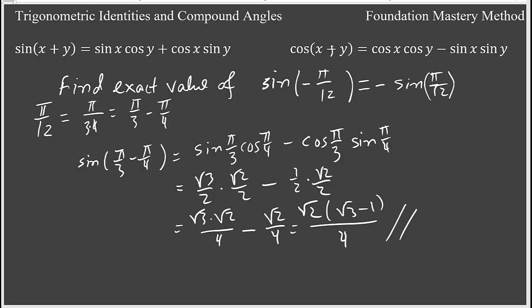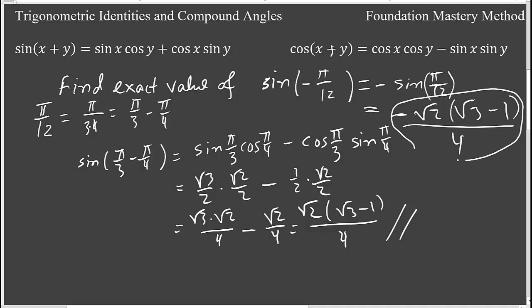We're done. And then finally, if you put the result in here, then you get a negative in front, then you have radical 2 times radical 3 minus 1, divided by 4. So this is our final answer for this problem.